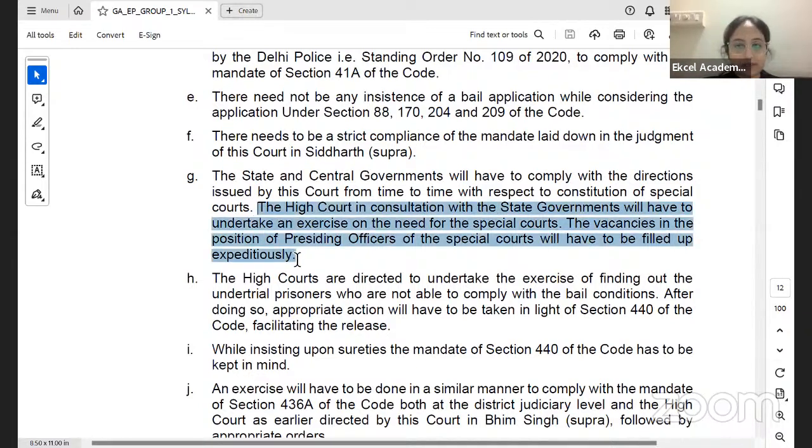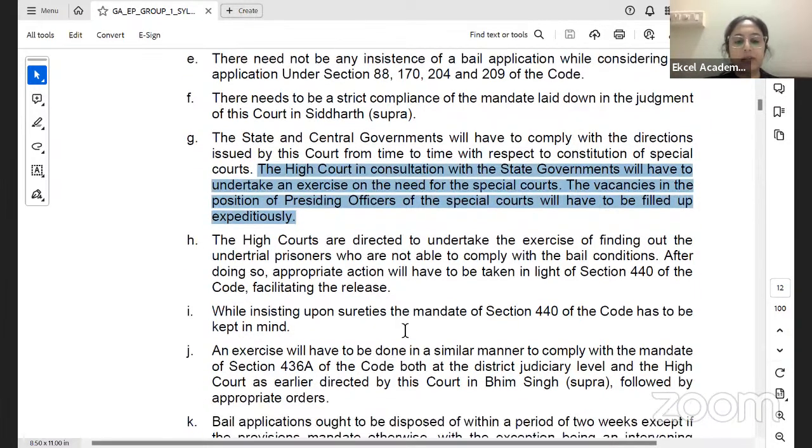Then the High Court, in consultation with the state government, will have to undertake an exercise on the need of special court. So when there is a need for special court, High Court should have a discussion with the state government, and they can start a special court when there is a need. Then the vacancy in the position of presiding officers of the special courts will have to be filled up. So just starting a special court is not sufficient, you have to get the officers also appointed.